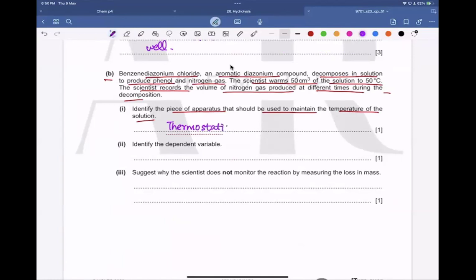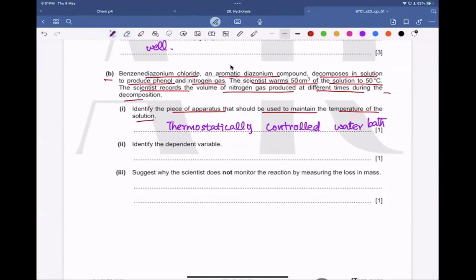Thermostatically controlled water bath. Why am I using that water bath? Because see, the maximum temperature we need is 50 degrees Celsius. So that's why a water bath, because in water we keep the temperature below 100 degrees Celsius.